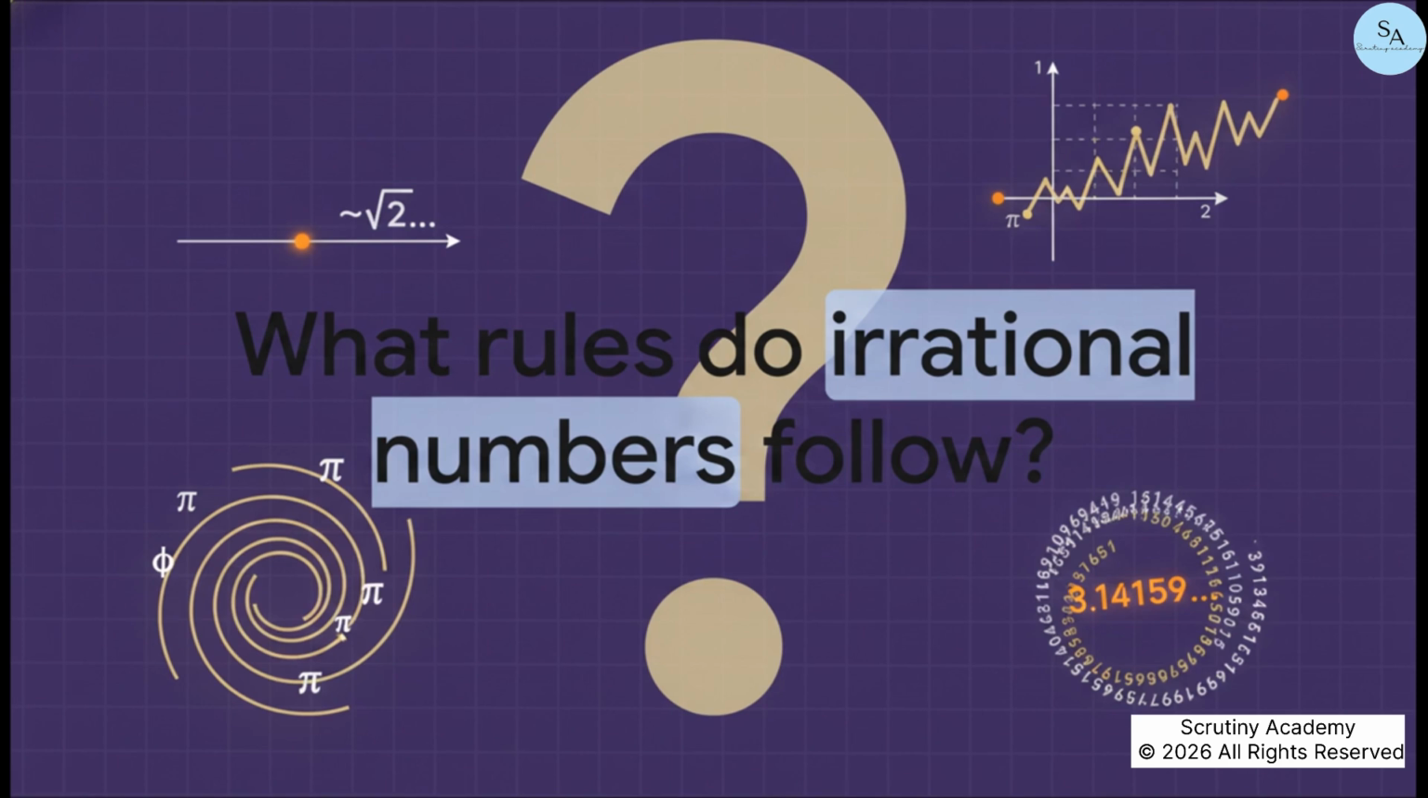But I'll leave you with this one final thought. Today, we only really looked at rational numbers, numbers that play nicely by the rules. So if these rational numbers behave this predictably, what kind of chaotic, beautiful rules do you think irrational numbers, like the square root of 2 or pi, actually follow? That is a wild world waiting for you in your next study session. Keep that curiosity alive and happy studying.